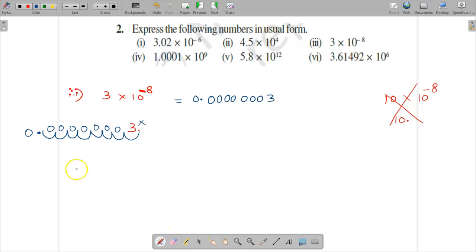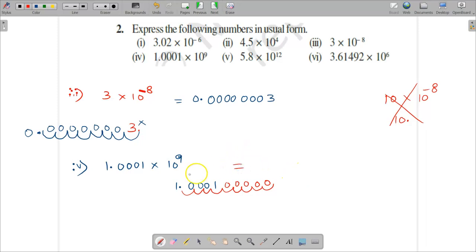And then coming to the fourth problem, it is 1.0001 into 10 power 9. When we observe the power, it is a positive power. So we need to take this decimal point to the right side so that this value becomes a bigger value. So for 1.0001, this point I have to move to the right side 9 times. So 1, 2, 3, 4, 5, 6, 7, 8, 9 times. Here I have to introduce zeros, and this decimal point will come at the end.